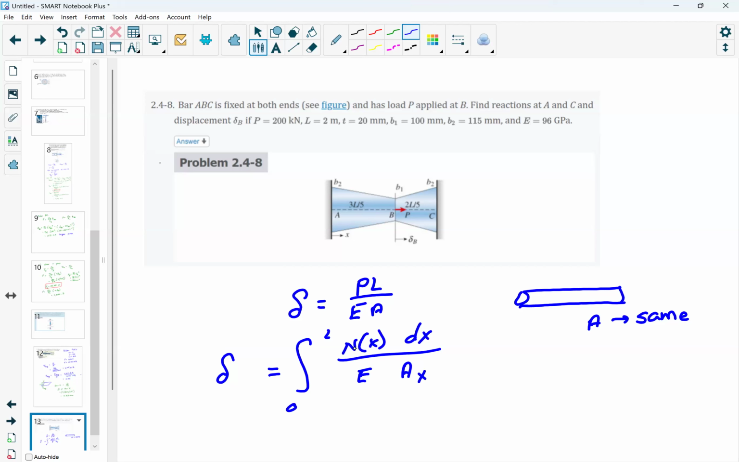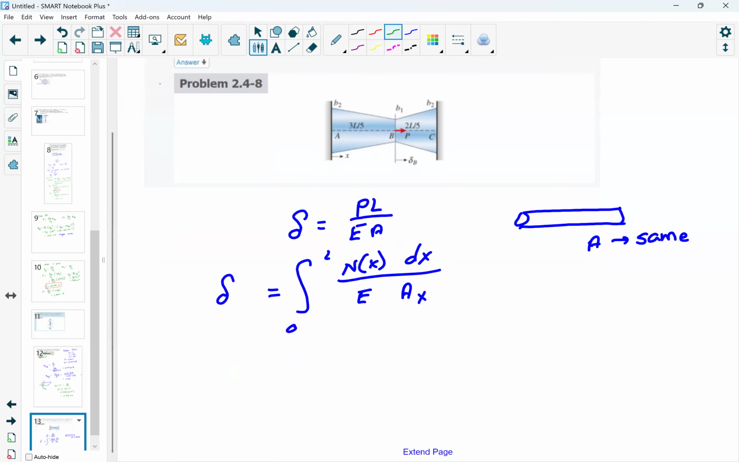But what's happening on this one is we only have one P. So if we look at this, the E is going to be constant. The N is basically P. So P is going to come out, E can come out, and that ends up with the integral from 0 to L of dx over A X. So that's how they get the crazy equation that they're doing with this one.